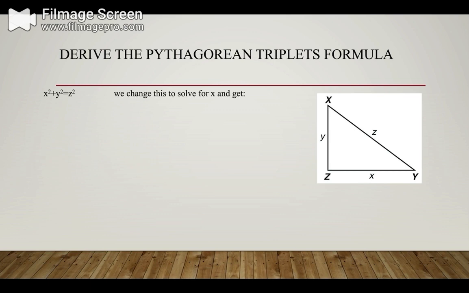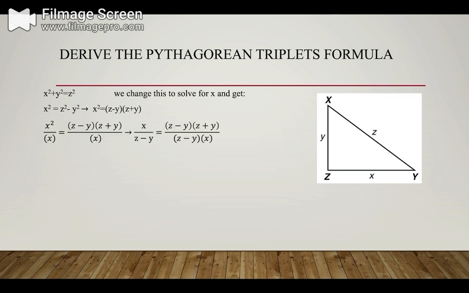So we're going to set this to solve for x, and we're going to end up getting x squared equals z squared minus y squared. And we can further change that into x squared equals (z minus y) times (z plus y). Then we're going to divide both sides by x to remove the square, and we're also going to divide both sides by z minus y. That's going to end up giving us x over (z minus y) equals (z plus y) over x.